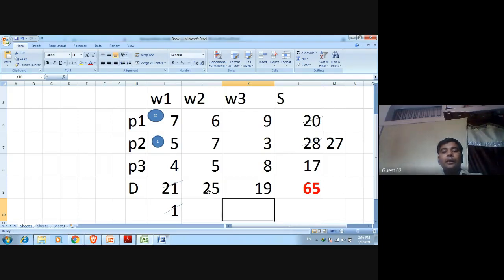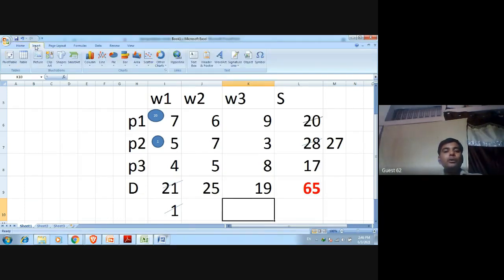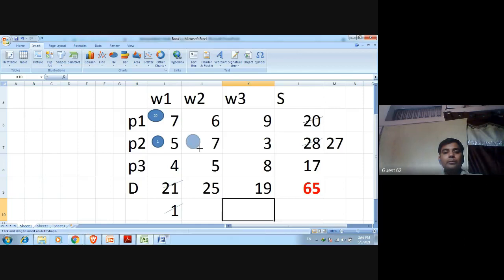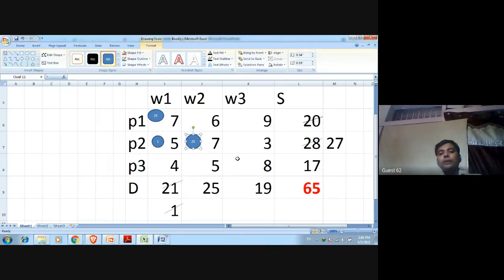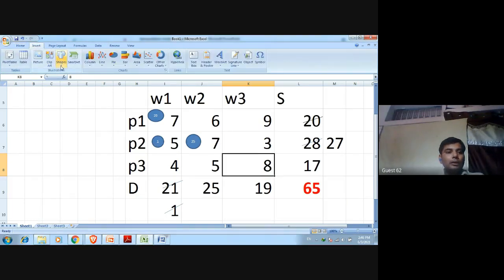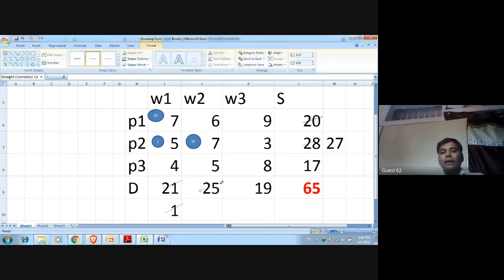W2 requires 25 units, but the plant P2 has capacity of 27 units. So how much can we allocate here? That is 25. So we will allocate to W2, that is 25. Write down here 25. So the requirement of W2 has been fulfilled. The requirement of W2 is completed now. So we will cross the requirement of W2, that was 25. We have cancelled out this.